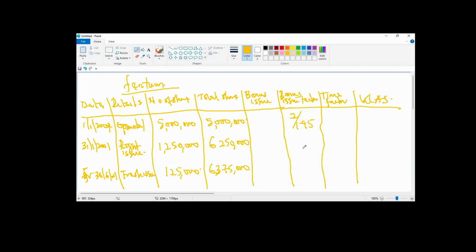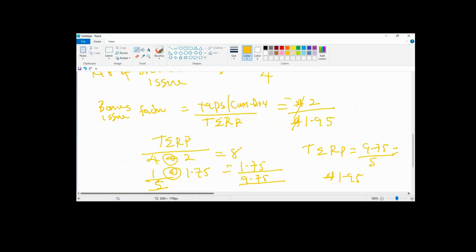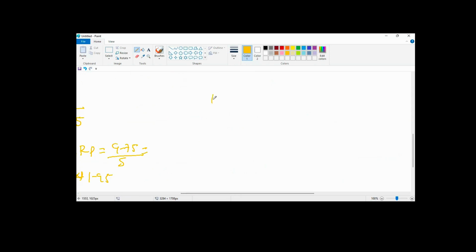Next. The company made a one for 10 bonus issue on which day? On 30 November 2001, bonus issue. I need to get the number for the bonus. Let's go to the working. Bonus issue: 1/10 times 6,375,000. This will give me 637,500.